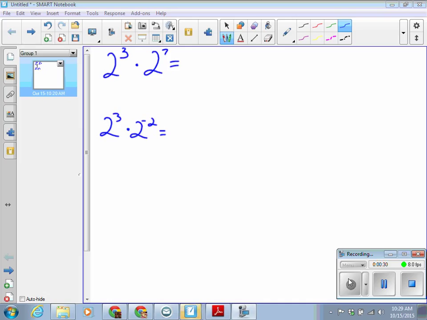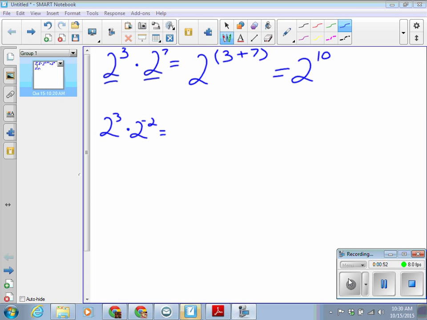So I'll set this up in a way where it looks better to me. I'll go ahead and write my 2 because that stays the same. It's our base. And I'll add our exponents. So 3 plus 7 is 10. So I'll have 2 to the 10th power.